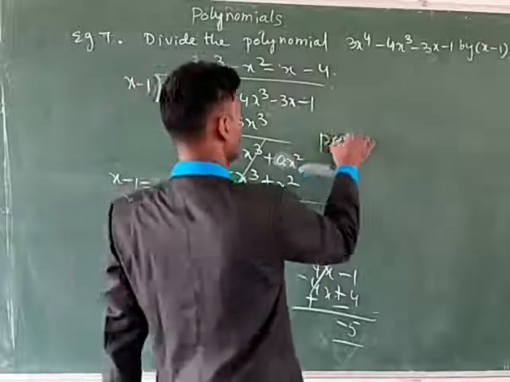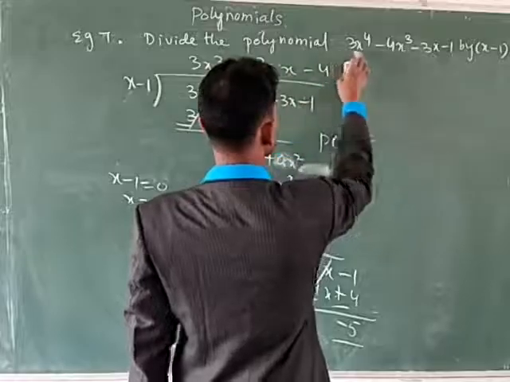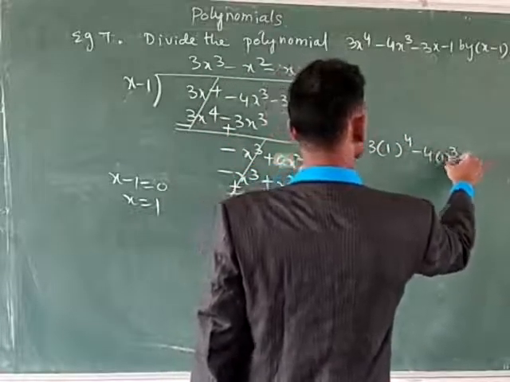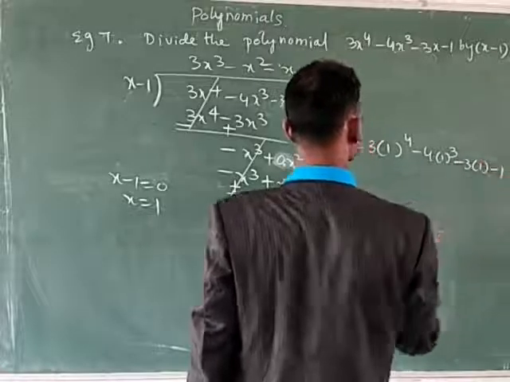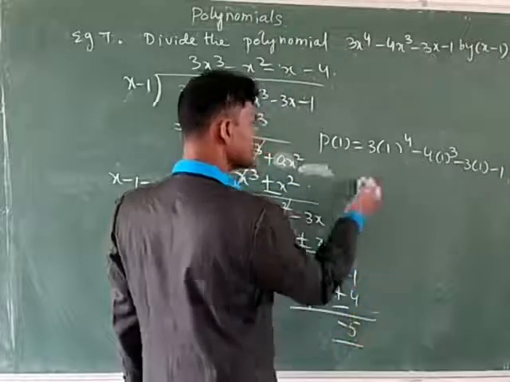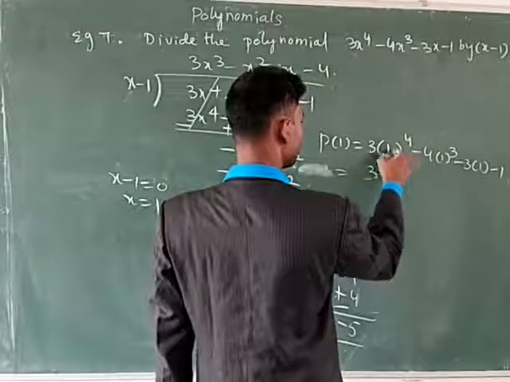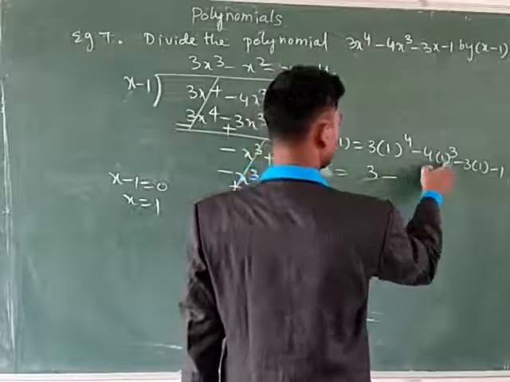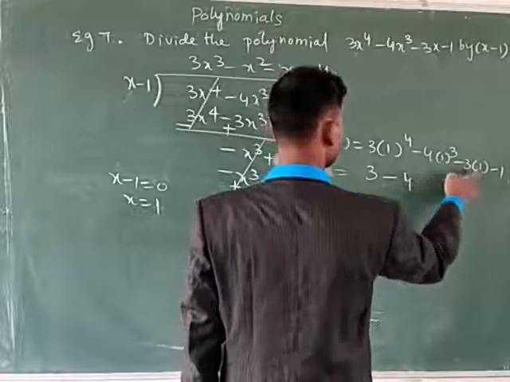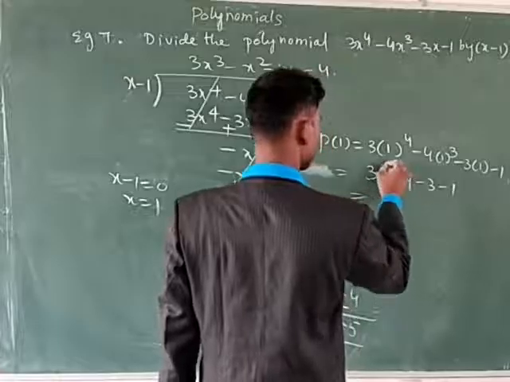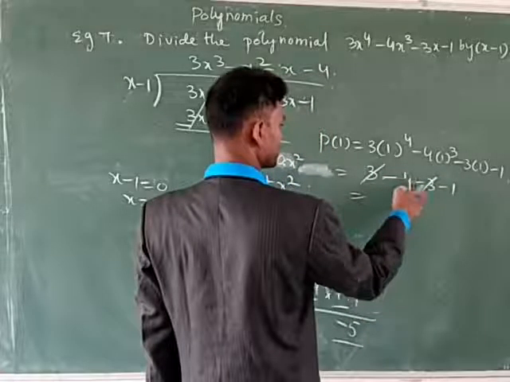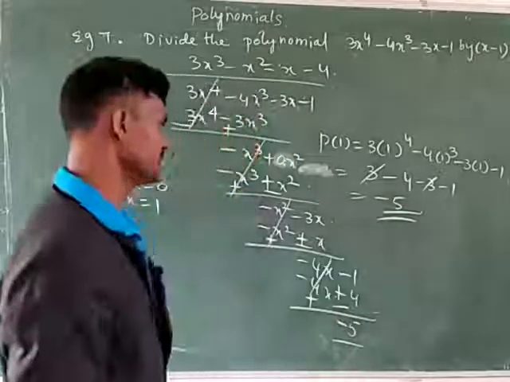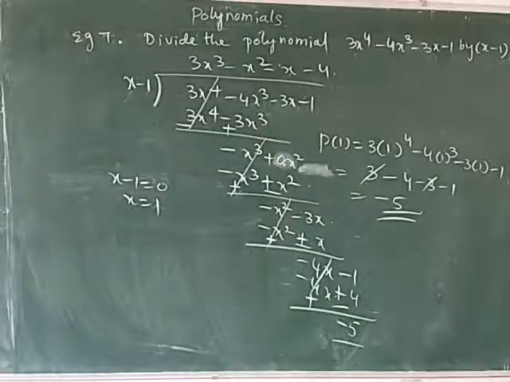This x is equal to 1, you have to substitute here in this polynomial. P of 1 is equal to 3 into 1 power 4, minus 4 into 1 cube, plus 3 into 1 minus 1. This is equal to minus 5, which means this is correct. See here, 3 into 1 power 4 is equal to 1 into 3, 3. Here 1 power 3 is equal to 1, minus 4, minus 3, minus 1. Now see here, minus and minus cancel, plus 3, minus 4, minus 1, minus 5. Remainder minus 5. This is the example.